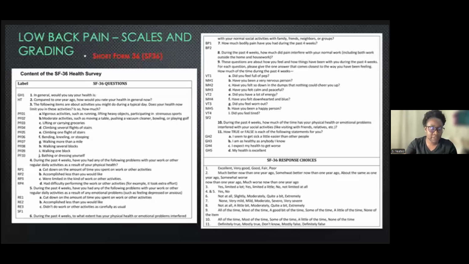policies and medical interventions. So you have the questions from 1 to 11 on this side, and these would be your response choices. So let's say, for instance, question 2, compared to 1 year ago, how would you rate your health in general now? And you go to the second response choice here, and you choose either much better now than 1 year ago, somewhat better now than 1 year ago, etc.